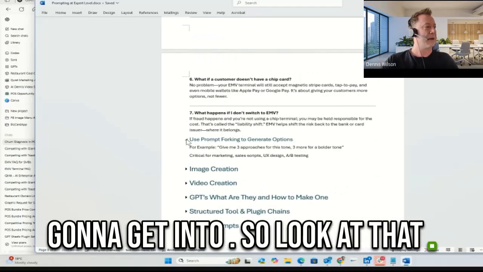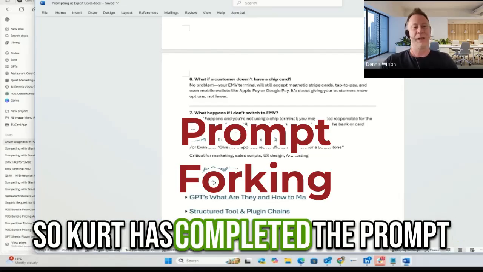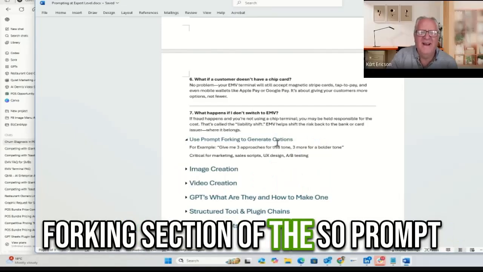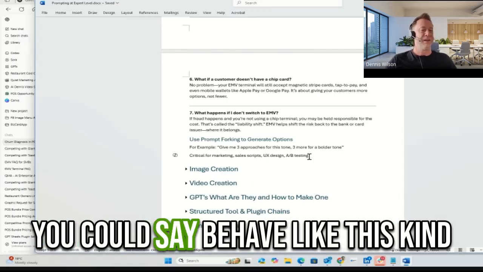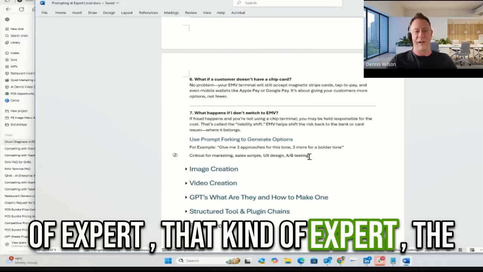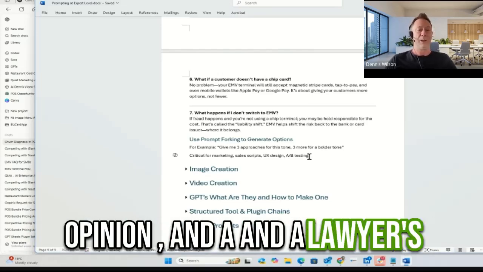So look at that. Prompt forking. Imagine that. Okay, so Kurt has completed the prompt forking section. Prompt forking is exactly what Kurt said. You could say, behave like this kind of expert, that kind of expert, the other expert, so you can get a marketer's opinion, a developer's opinion, and a lawyer's opinion.